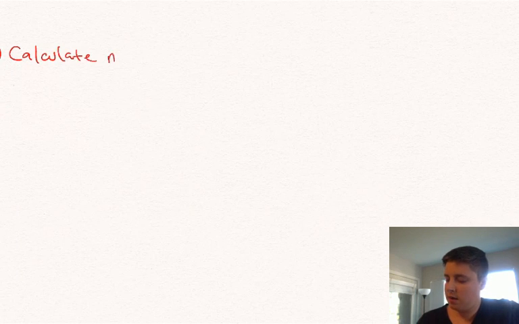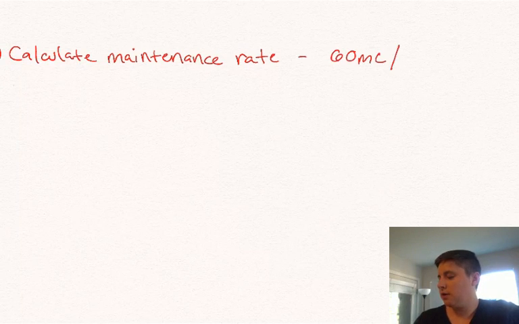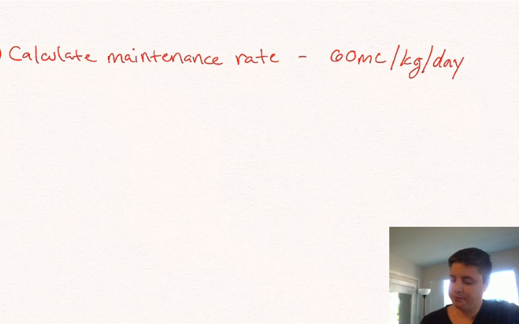So step 1 is calculate maintenance rate. And this would be for every animal that was going to be hospitalized, right? Yeah. So maintenance rate, if I remember, is 60 milliliters per kilogram per day. All right, that's step 1.